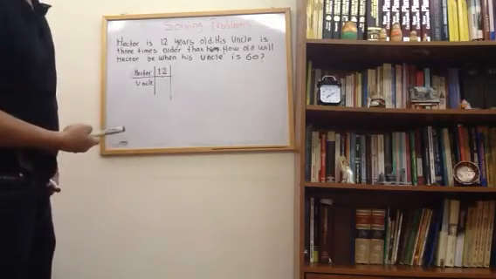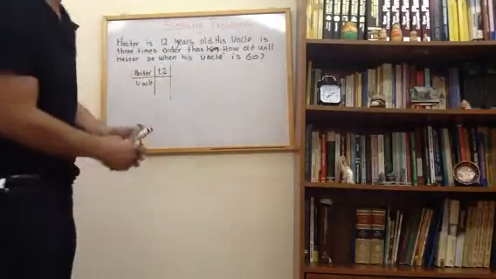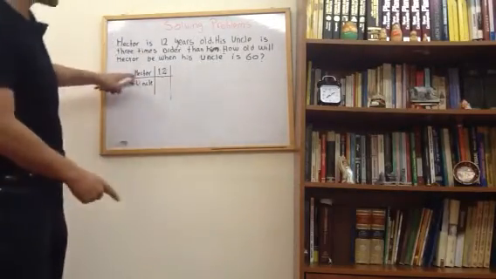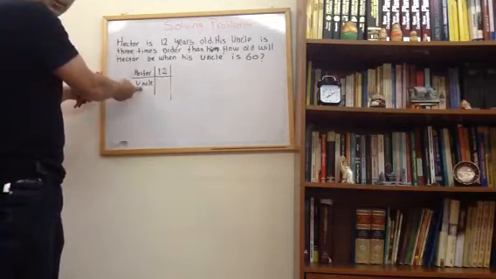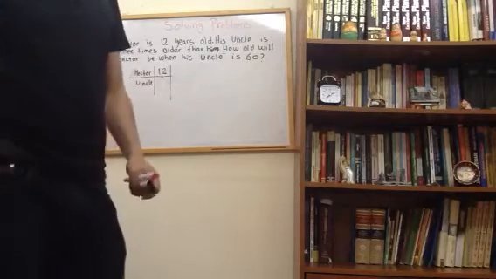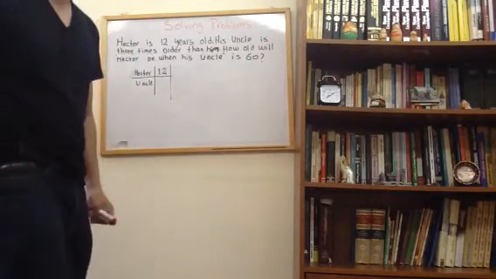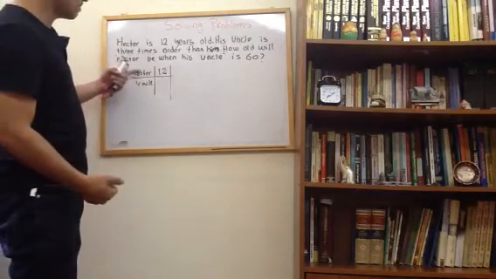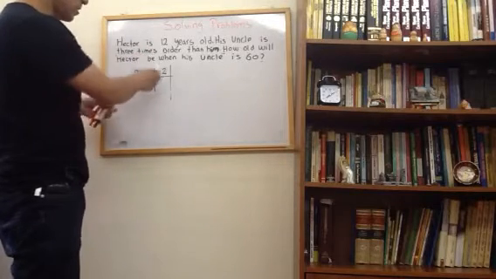Alright. So the first aspect that we have to take into account is that we're talking about 2 people. So the first one, as you see here on the board, is Hector. And the second one is the uncle. Right? So let's start by saying that we're talking about 2 people. Alright?